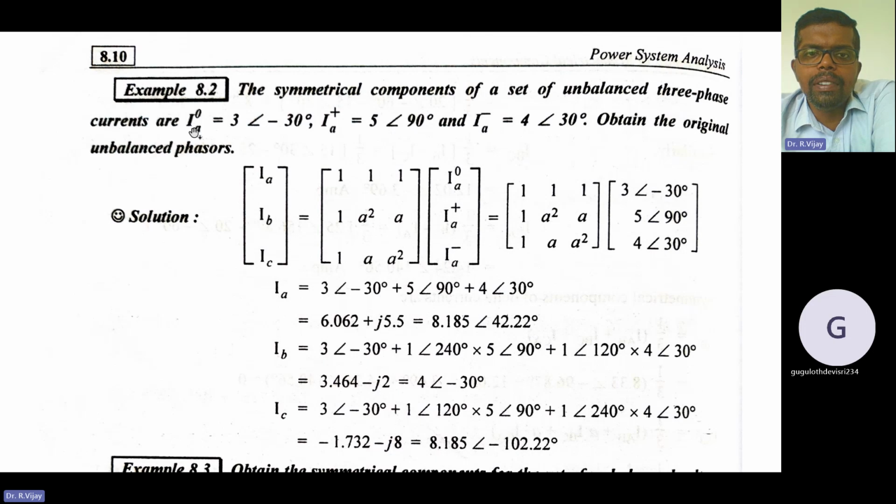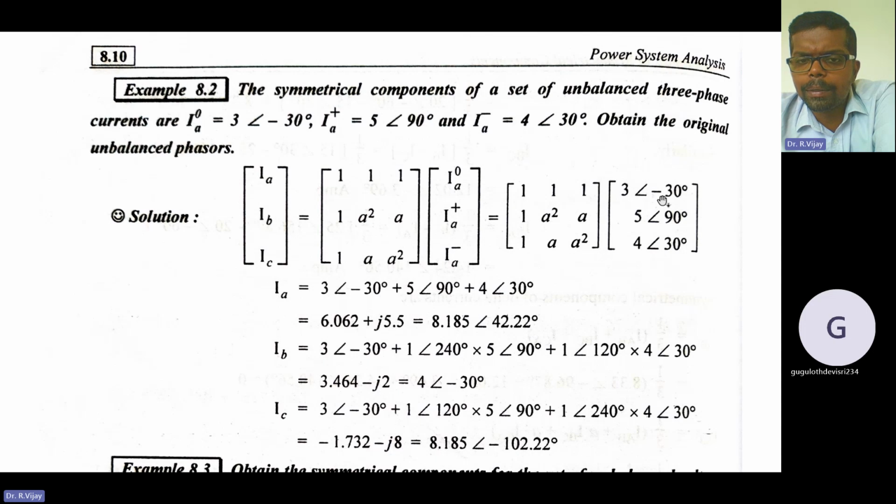IA naught is already given in the problem as 3 at the angle of minus 30 degree. IA positive is also given in the problem, 5 at the angle of 90 degree. Next, IA negative is also given in the problem, 4 at the angle of 30 degree.